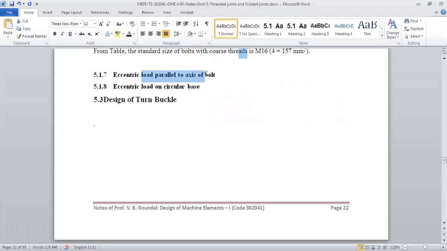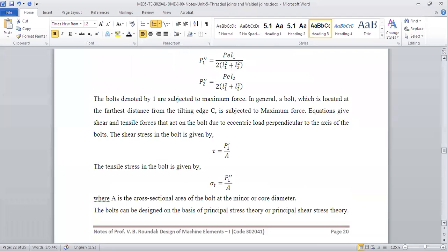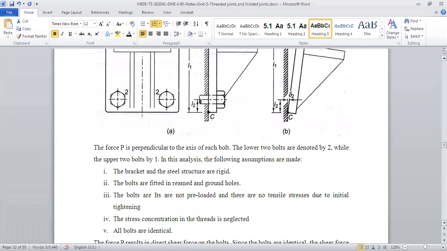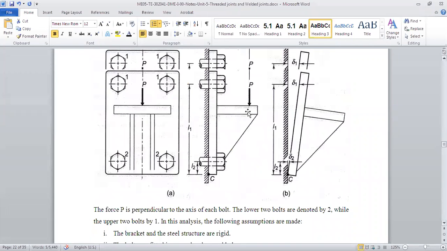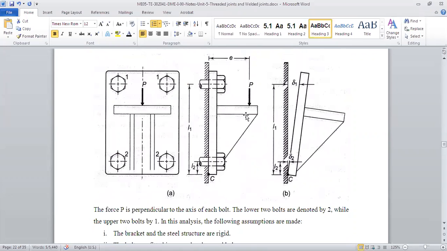Eccentric load parallel to the axis of the bolt. So the load will be eccentric, meaning it is not at the center of gravity, it can be anywhere, right? But it is parallel to the axis. Now that time the approach will be the same, but instead of shear, we will have tensile.